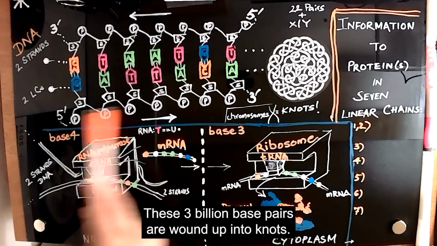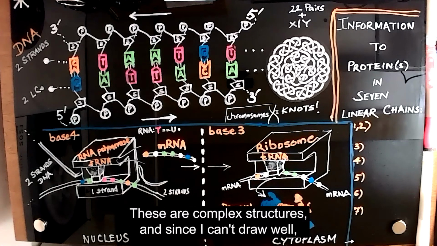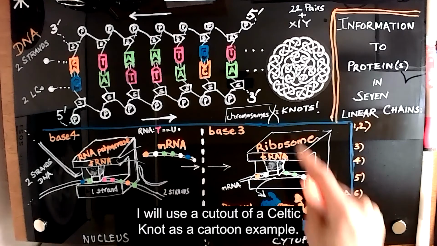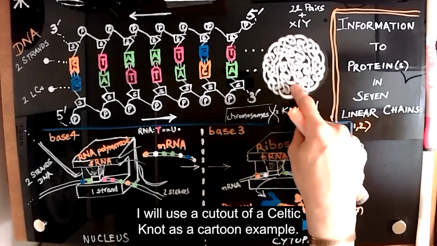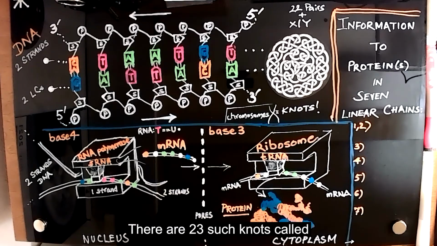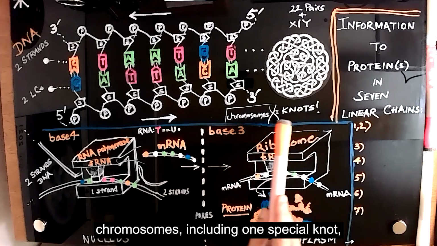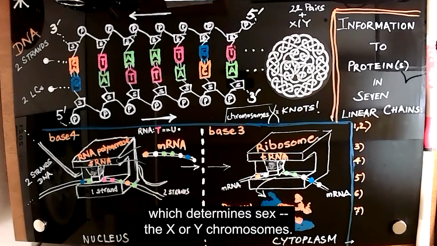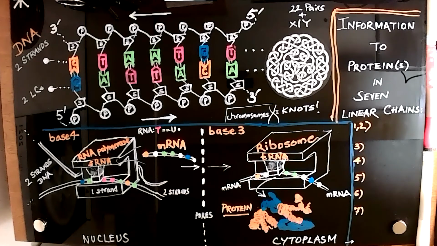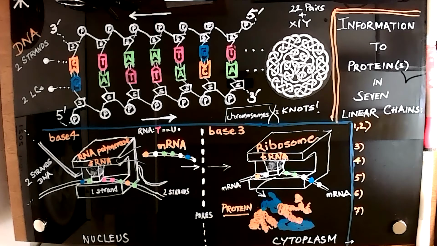These 3 billion base pairs are wound up into knots. These are complex structures, and since I can't draw well, I will use a cutout of a Celtic knot as a cartoon example. There are 23 such knots called chromosomes, including one special knot which determines sex, the X or Y chromosome. A quick summary of information theory is that there are 7 linear chains.